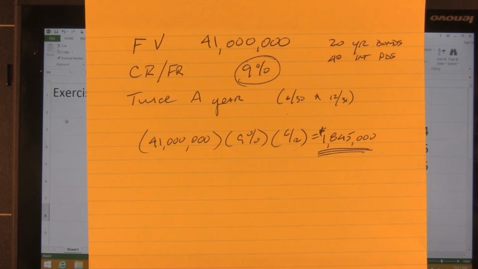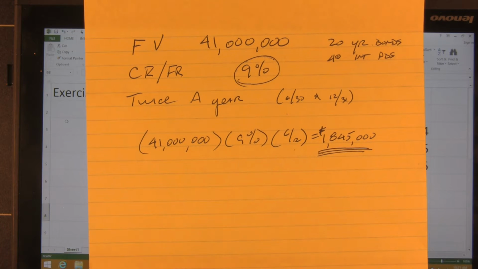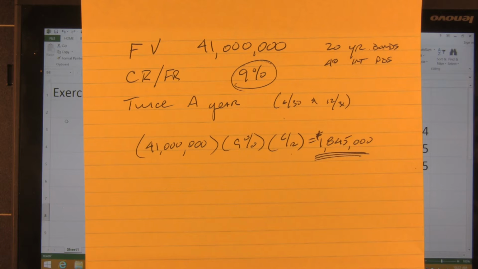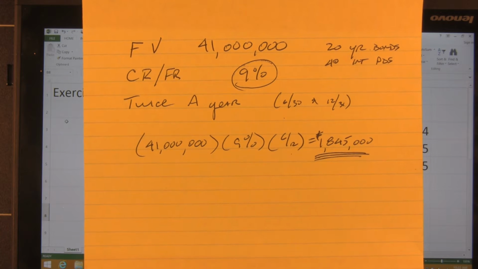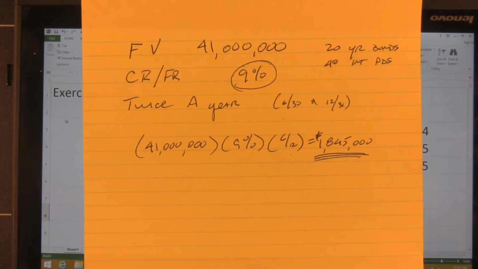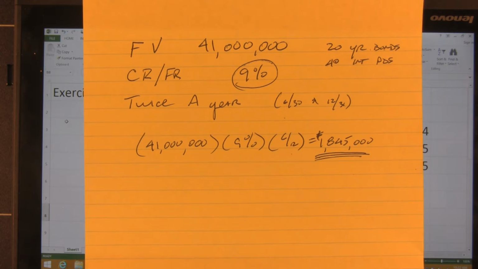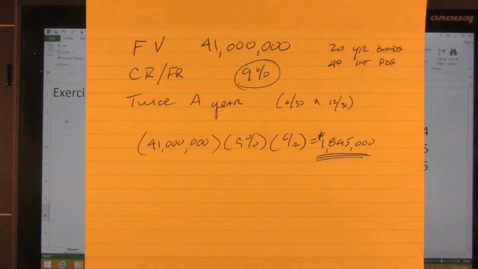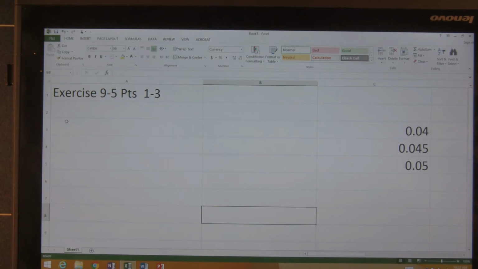Our semi-annual interest payments are going to be $1,845,000. And because these are 20-year bonds, we're going to have 40 total interest periods. Now, when you did this with the calculator, you had to do everything 3 times. I'm going to show you how to do this in Excel, and I believe this is going to become your most favorite way to do it. You still need to learn the calculator way because you can't use Excel for exams.